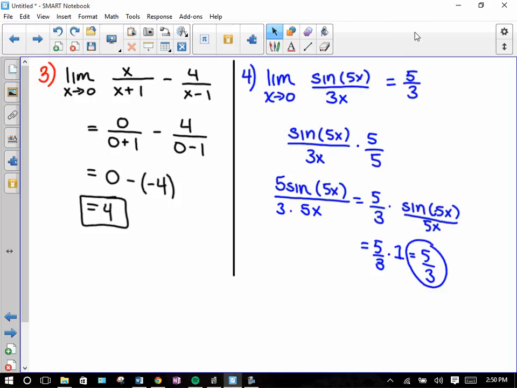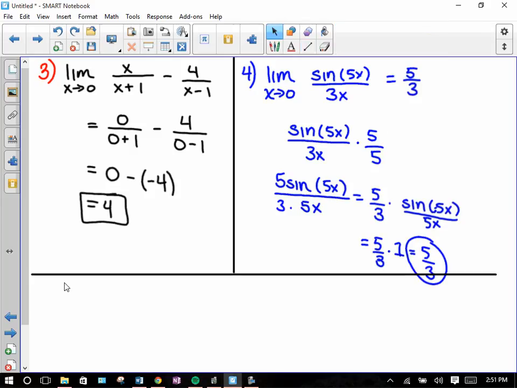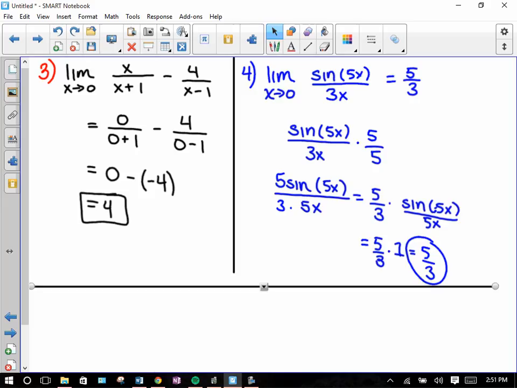On my quiz, I'd like to see some work. On the AP test, that'd be a multiple choice question. So if you just remember that it's 5 over 3, then that's all you have to do. Questions so far? All right.